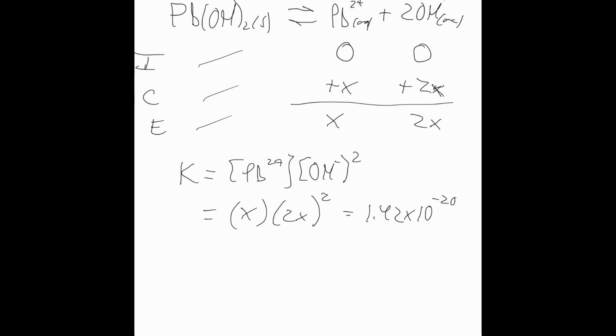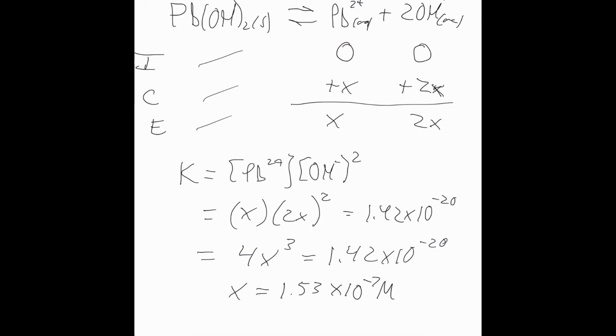So it's a very small equilibrium constant, which is good. We don't really want a lot of lead in our water. That means this is equal to 4x cubed, because we square the whole 2x. 4x cubed is equal to 1.42 times 10 to the minus 20. We solve for x, which is a pretty simple process, and you get 1.53 times 10 to the minus 7 molar, and that is our Pb2+ concentration.